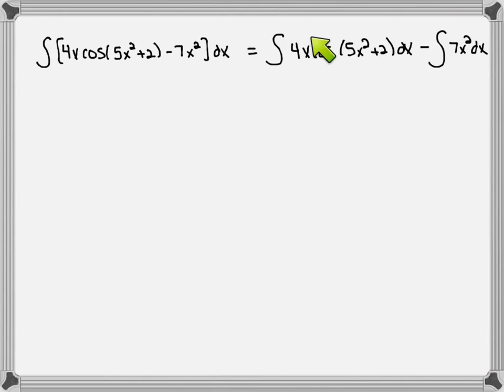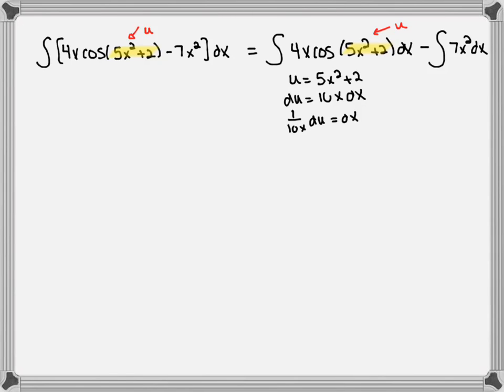So let's look at the very first one. I have a product, I have a function, which is cosine, and I have 4x as my term. So u is always going to be the number or the variables inside the function. So in this case, u is going to be 5x squared plus 2. So the derivative of u is going to be 10x dx. Divide, and I'm going to have 1 over 10x that's equal to dx.